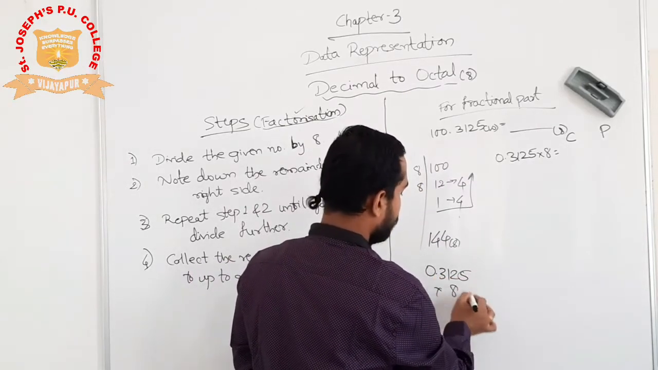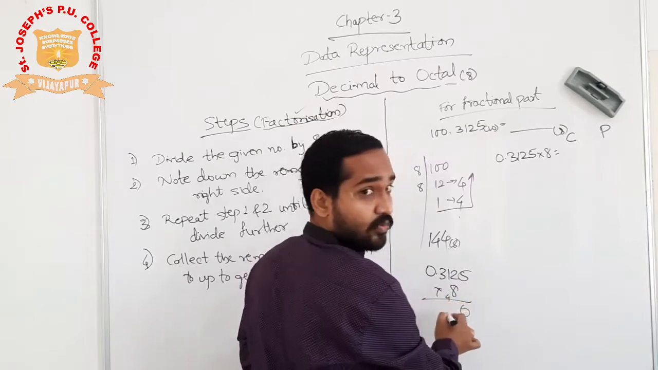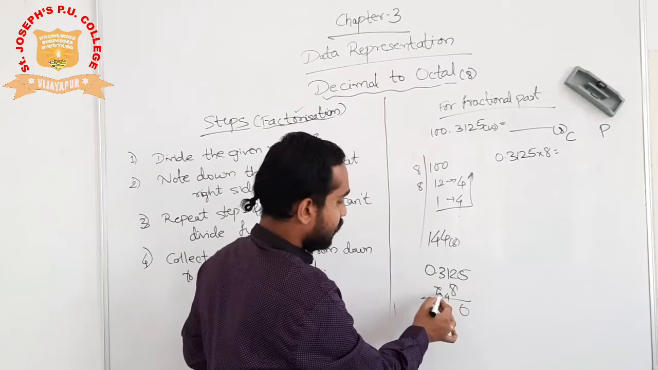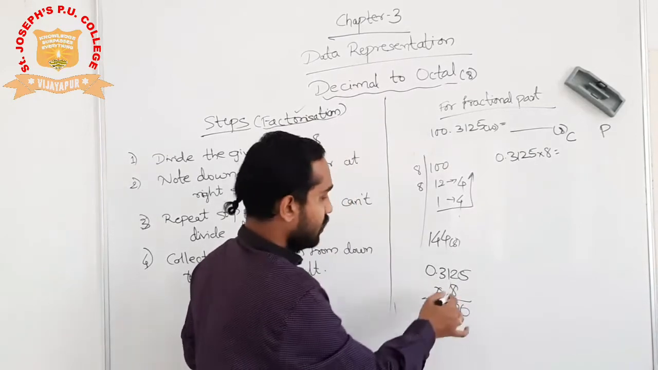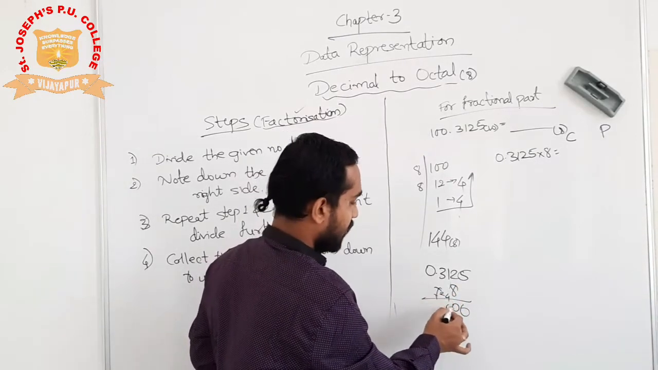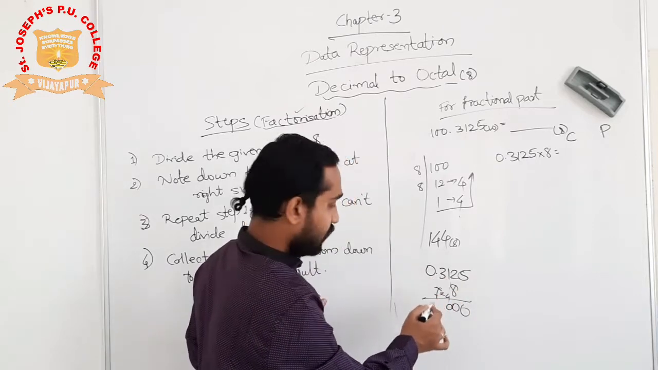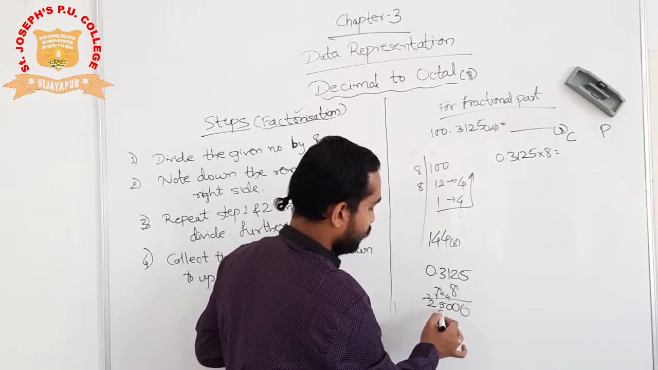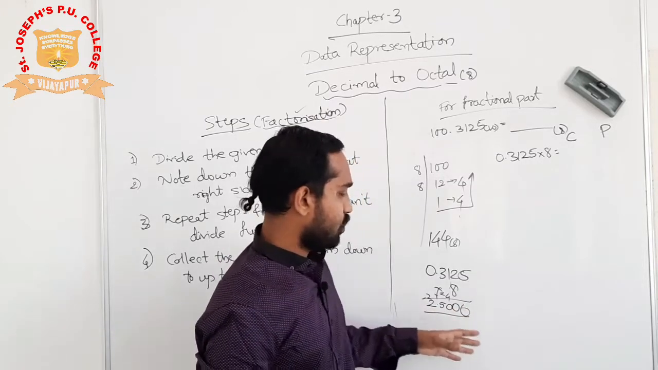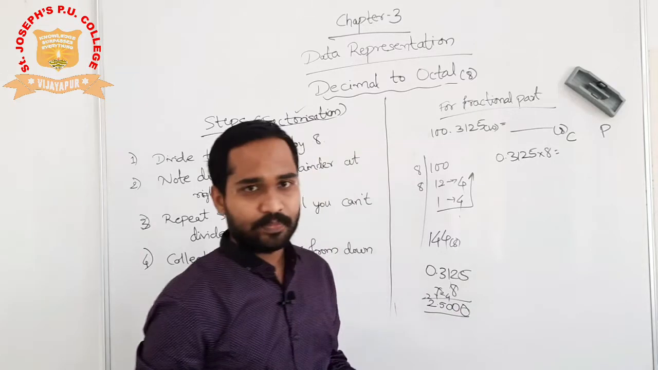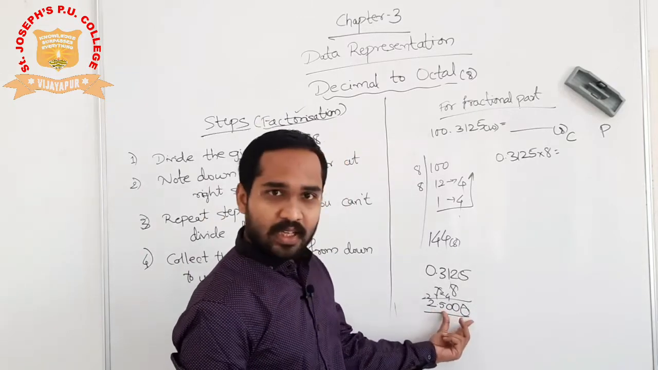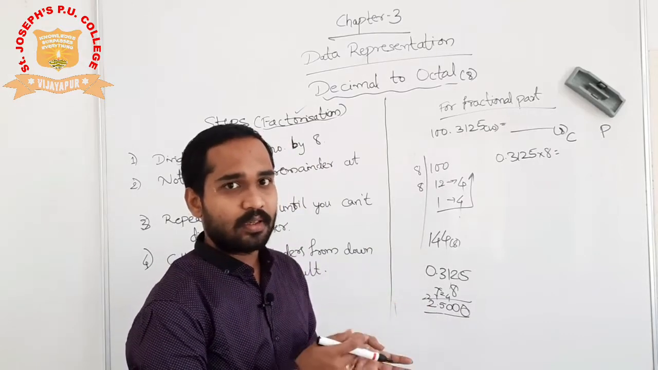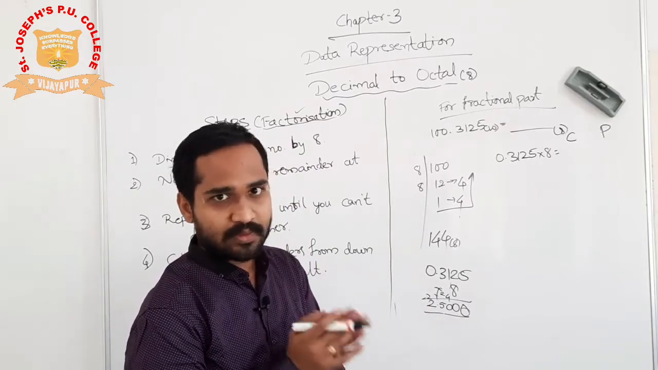0.3125 into 8. So 8 5s are 40. Am I right? Then 8 2s are 16. 16 plus 4, 20. Correct? Then 8 1s are 8, 10. 8 3s are 24, 25. And what remains? 2. So 2.5000. That is nothing but 2.5. That means 0.5 is the product you got. 2 is the carry part you got. You already know this in binary. So I am going a bit faster here.